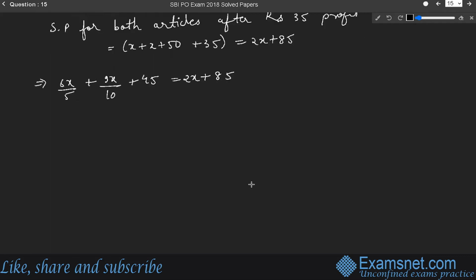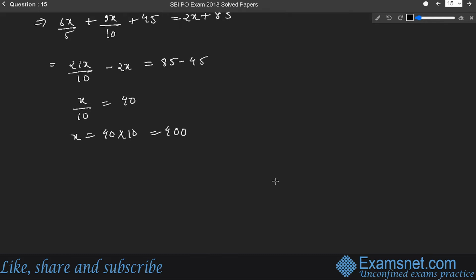On further solving this, it will be equal to 21X upon 10 minus 2X is equal to 85 minus 45. So X by 10 will be equal to 40, or X will be equal to 40 into 10. So X will be equal to 400. So we know that quantity 1 is profit. So profit will be equal to 20 by 100 into 400. This 0 and 0 will be cancelled here. So it will be 80 rupees.